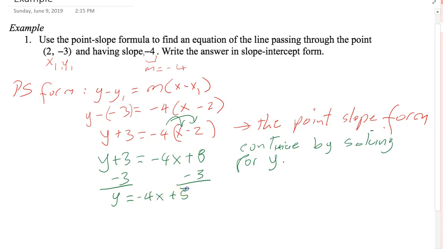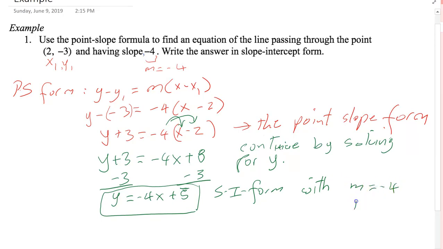Now this is our slope-intercept form, with m, as we knew, being negative 4, and our b equals 5, right? So b equals 5, that's our y-intercept. And so we have it in slope-intercept form, and we are done. Okay.